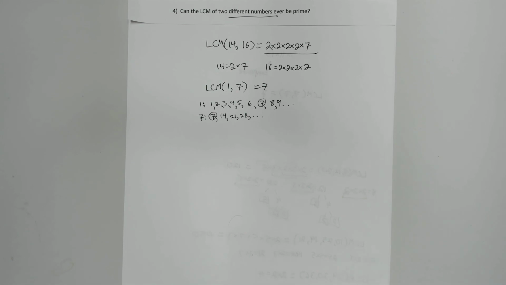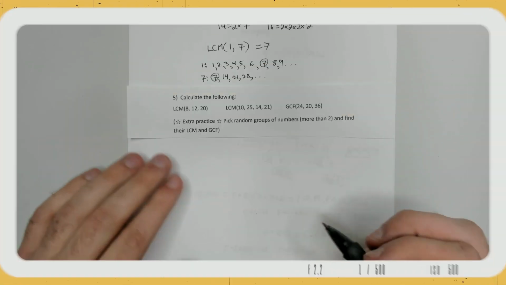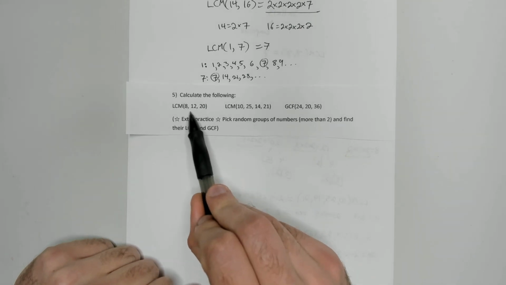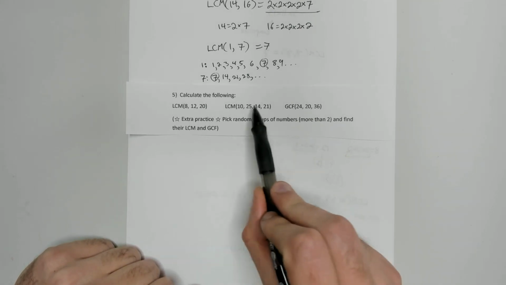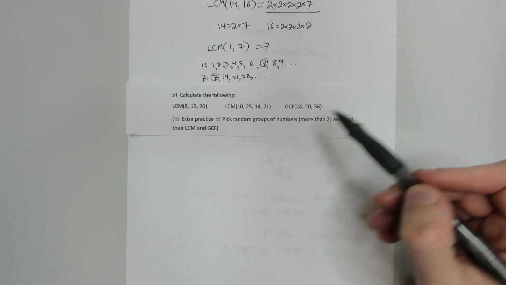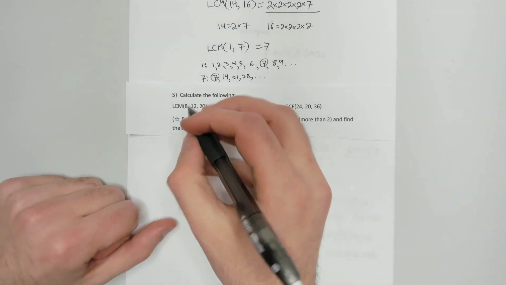All right, so let's go on to number 5 here. It says calculate the following. Now here we have the lowest common multiple of several numbers, right? Here we have 3, here we have 4, and then I also asked for the greatest common factor of several numbers because we haven't done a problem like that yet. But you're going to find that it's not actually very difficult to do these. So let's go ahead and do that.